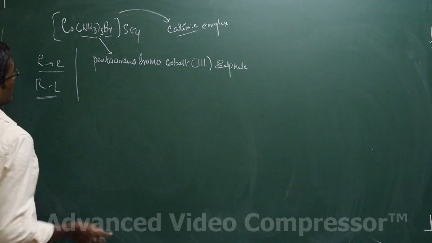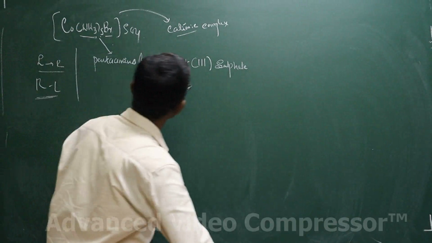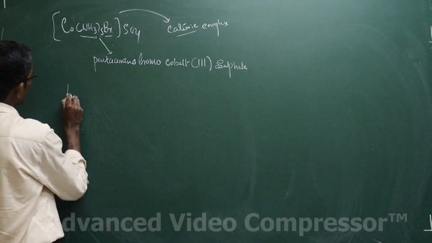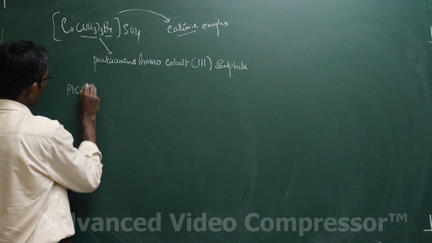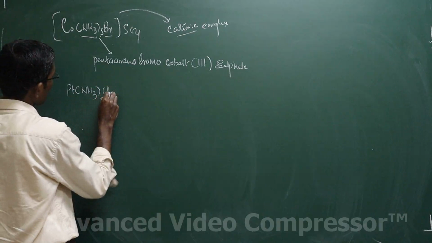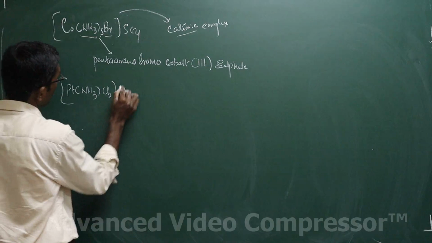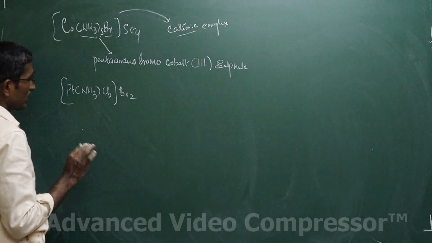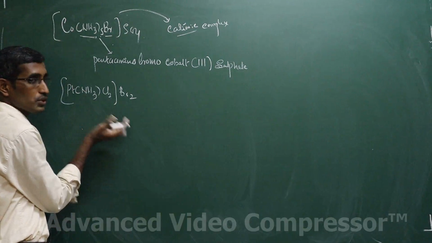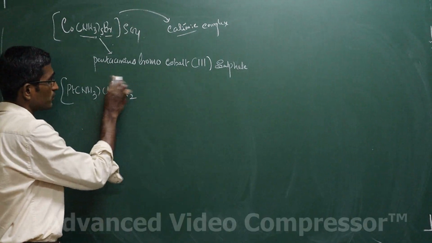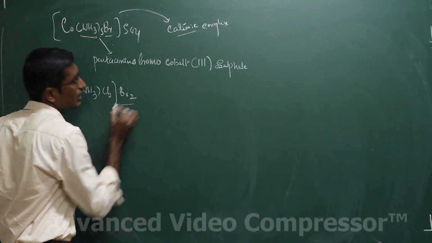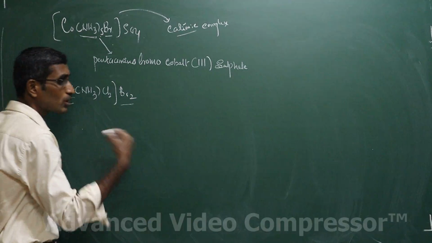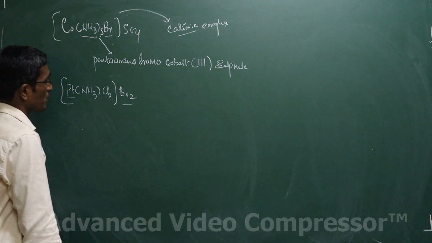Clear? So we'll go for the next example, students. The next example is platinum tetraammine, Cl2 and Br2. So this is the complex. How do we name this? See again, just check whether it is a positive or negative charge. This is a positively charged complex because the counter ion is negatively charged. So for a positively charged complex, you keep platinum as platinum, and after platinum you keep the oxidation number.